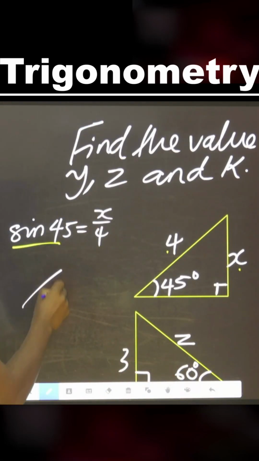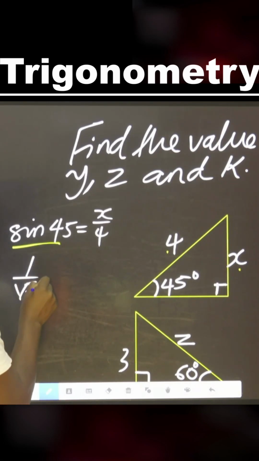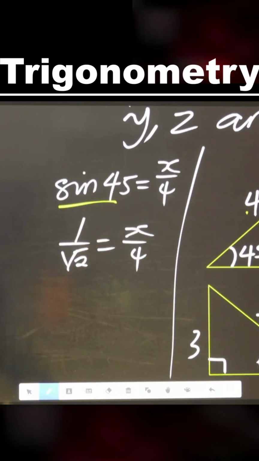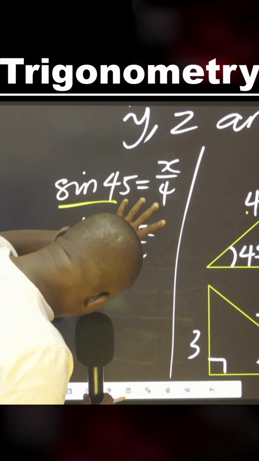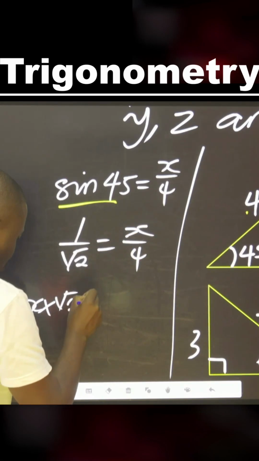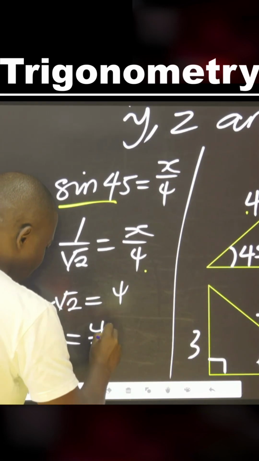It's like this. This is 1, square root of 2. This is 45. Sine of this is 1 over this. Just 1 over square root of 2. You can replace this with 1 over square root of 2 equals to S over 4. Is this not easy? It's very easy. Because you remember this now, you can just find S by cross multiply to have S multiplied by square root of 2 equals to 4. S is equals to 4 over square root of 2.